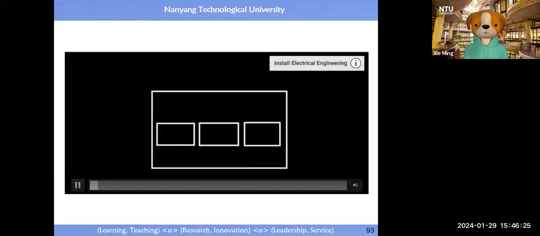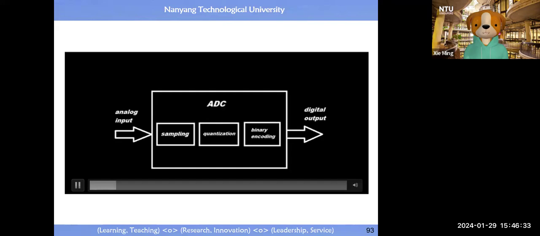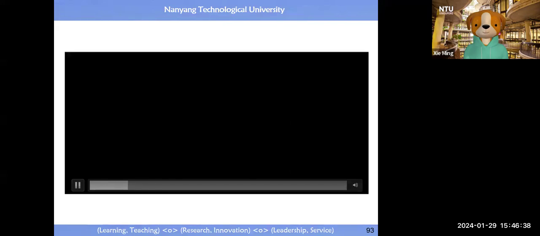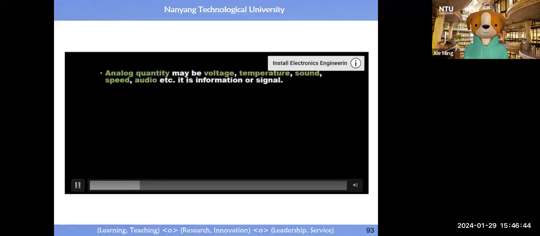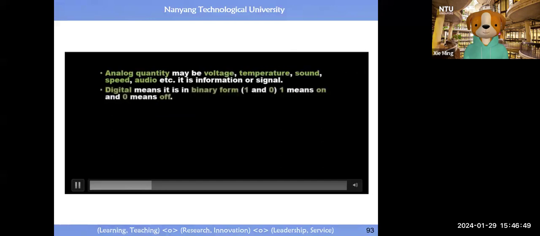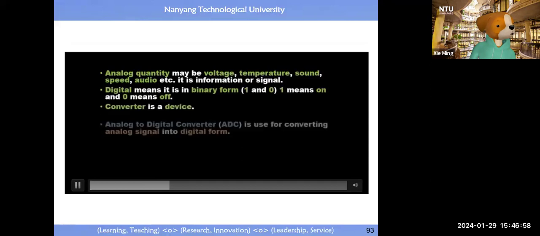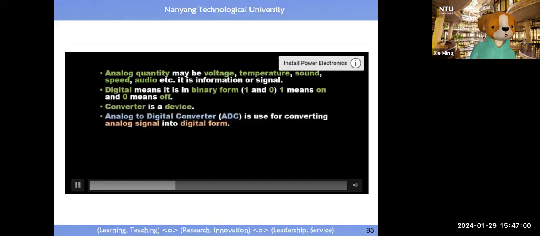Analog to digital converter is a device whose input is in analog form and output is in digital form. It converts analog to digital by a pulse code modulation method, where the first stage is sampling, second is quantization, third is binary encoding. Analog to digital converter, ADC. Analog quantity may be voltage, temperature, sound, speed, audio, etc. It is information or signal. Digital means it is in binary form, 1 and 0, 1 means on and 0 means off. Converter is a device. Analog to digital converter, ADC, is used for converting analog signal into digital form.